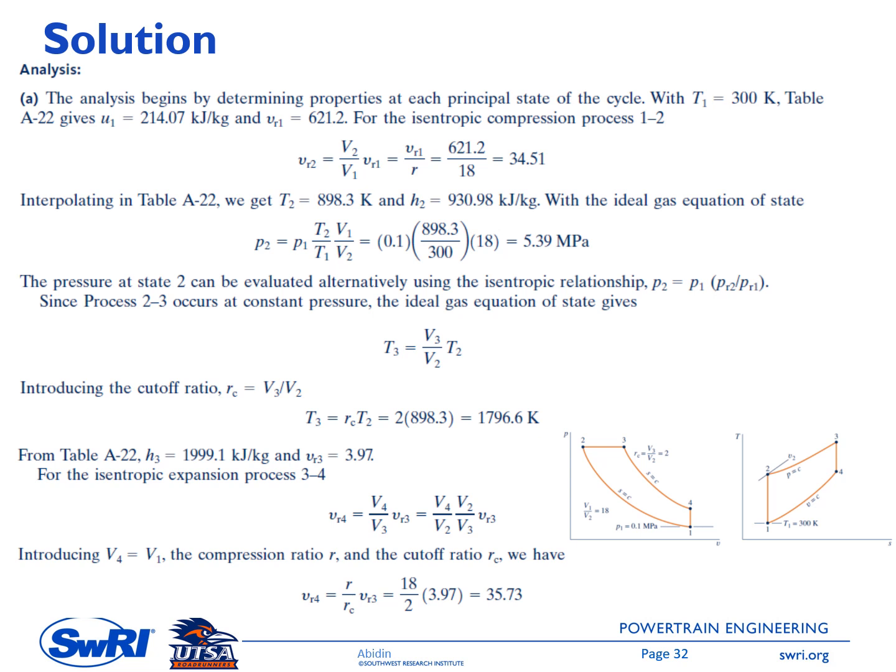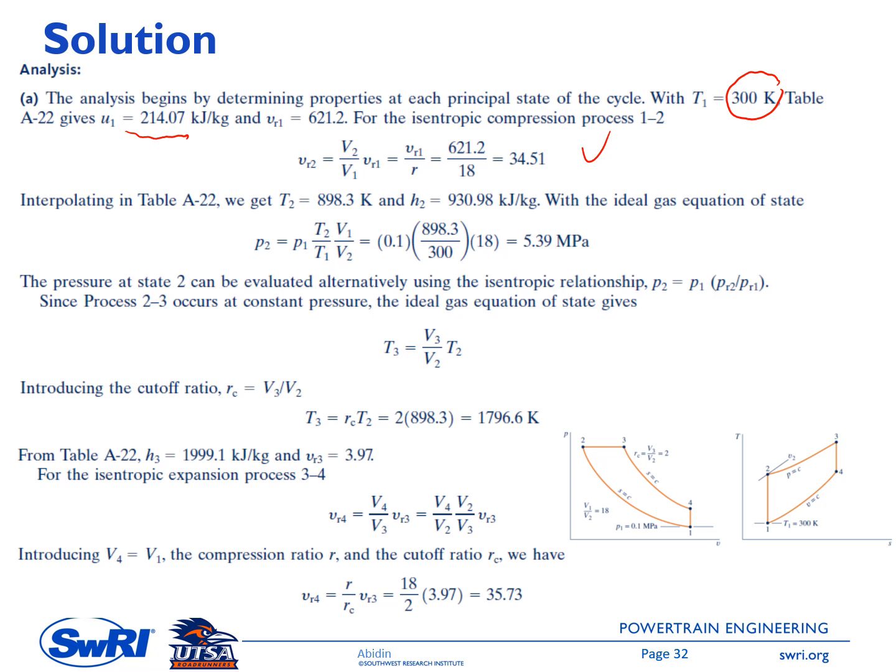The first step is to determine the properties at each operating point. So at point 1, we have temperature of 300 Kelvin. So this is SI unit, so we will use table A22. So go to the temperature of 300 Kelvin. You will get a U1 of 214.07 kilojoule per kilogram. VR1, this will be used to determine VR2. So VR1 is 621.2. And then by using an isentropic correlation, we will get VR2 of 34.51.